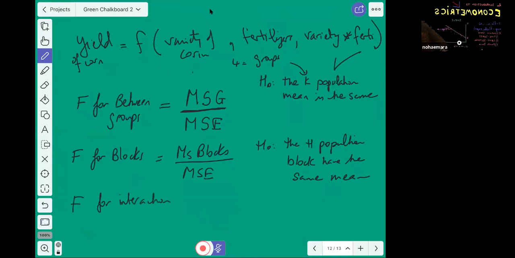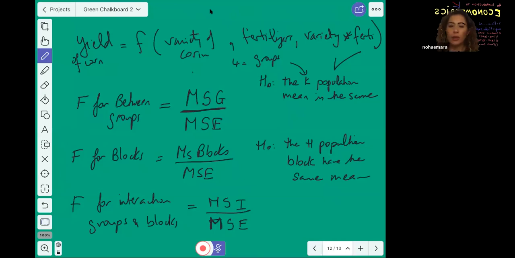The F for interaction between groups and blocks is equal to the mean square of the interaction over the, sorry, this is the mean squared error. Okay, so let's go back to the slides, and I'm going to show it to you here.